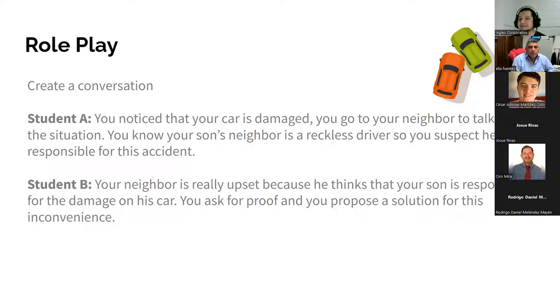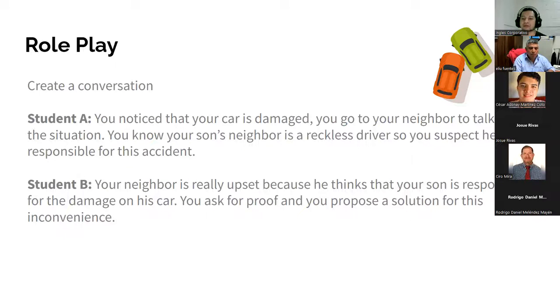So you think that your neighbor's son is a reckless driver. You think that the son of your neighbor is responsible for this accident. That will be the situation for student A. Esa sería la situación para el estudiante A. And student B is the neighbor. Your neighbor is really upset because he thinks that your son is responsible for the damage on his car. You ask for proof and you propose a solution for this inconvenience, okay? So the other student will be the other neighbor, and we'll try to find a solution for this problem, okay?